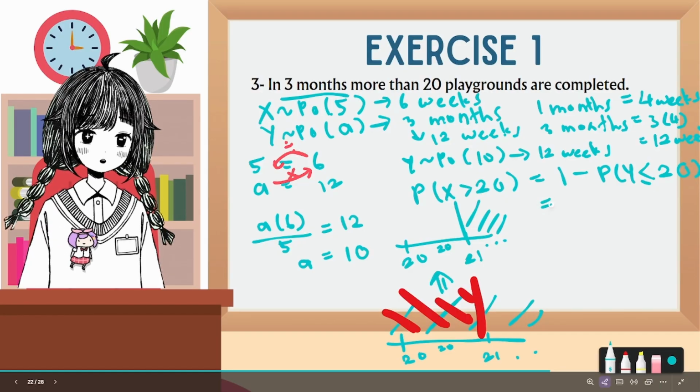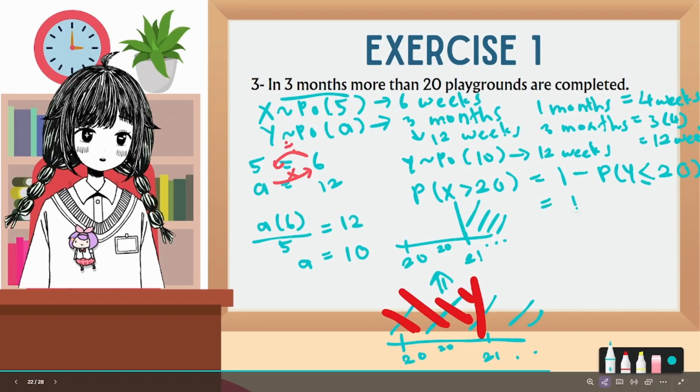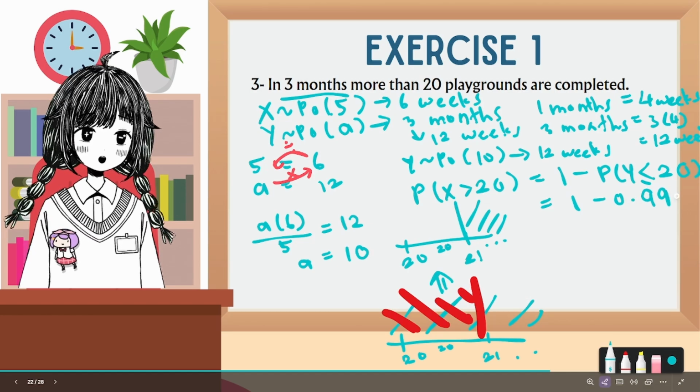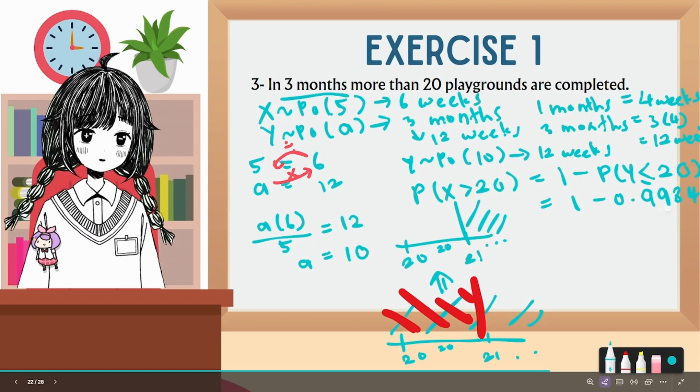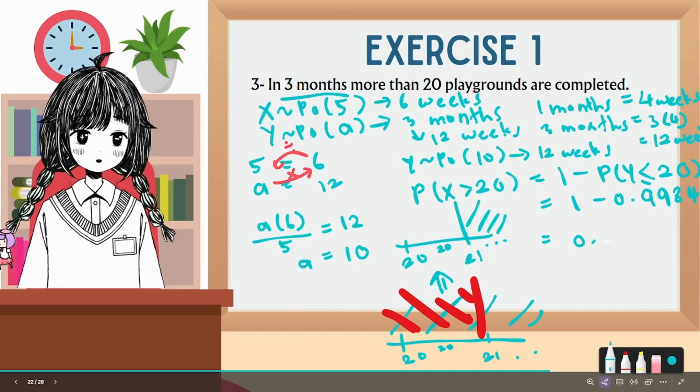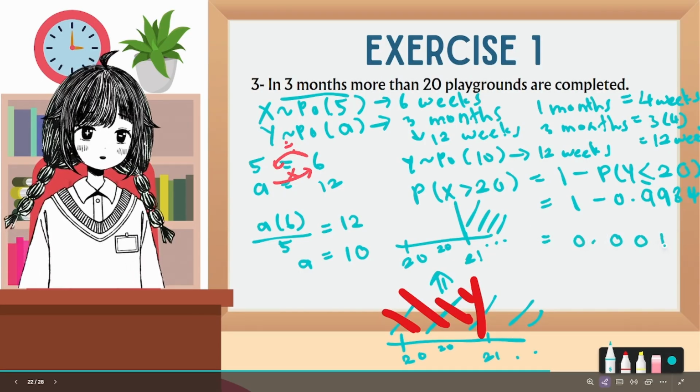Now we solve the equation. So 1 minus 0.9984 from the stat table, and the final answer is 0.0016.